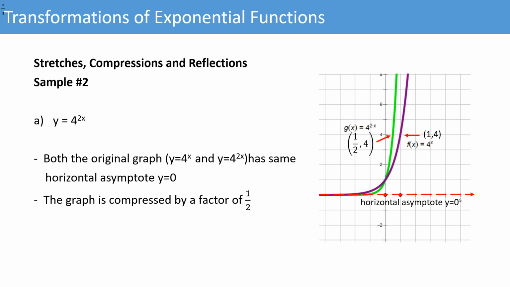So what has happened here is that the graph has changed its shape, and we call this a compression by a factor of 1/2. So the 2 in front of the x, in fact, makes a compression of 1/2. So the point 1 becomes 1/2.